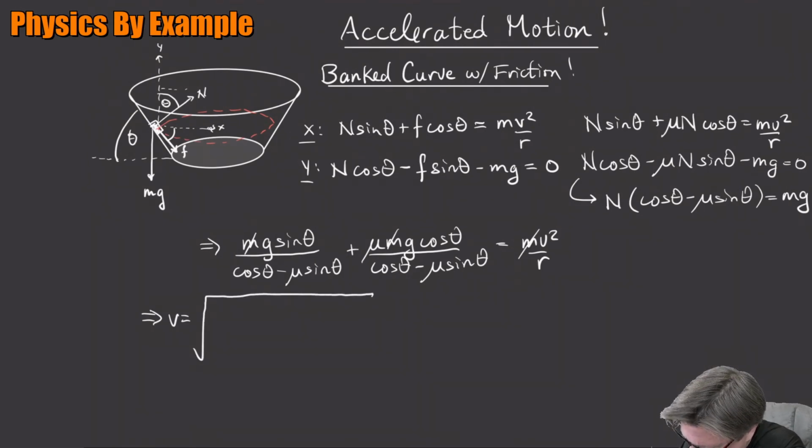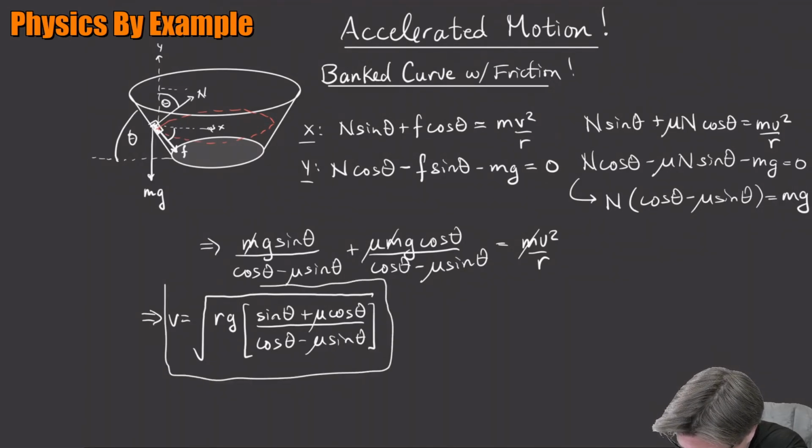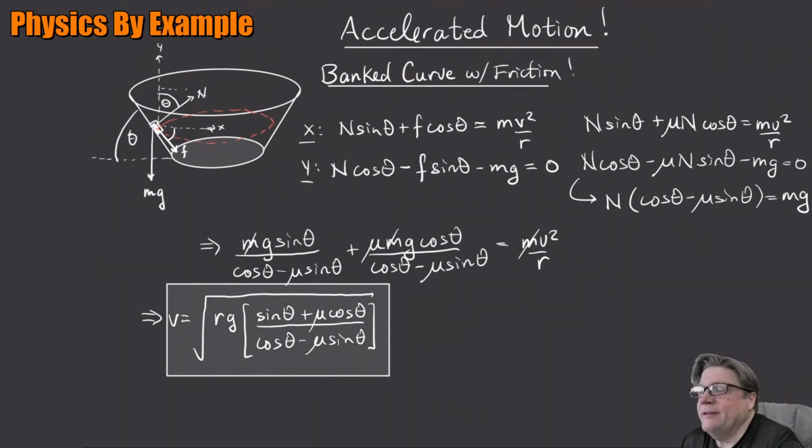So I'm going to have g factored out, and r, so rg, and what do I have? I got my sine theta plus mu cosine theta, and then I got to divide by cosine minus mu sine. Okay, cool. Unless I've made a mistake, I think that's it.